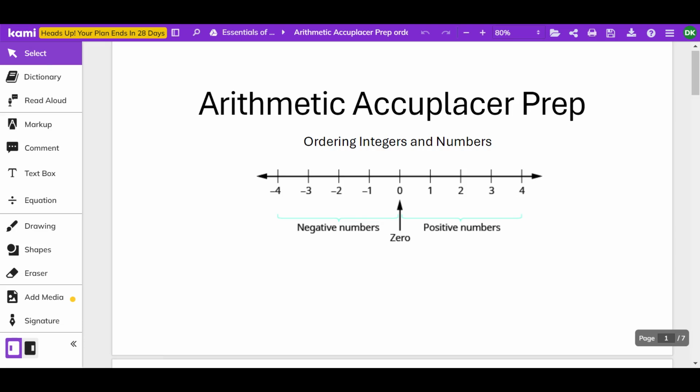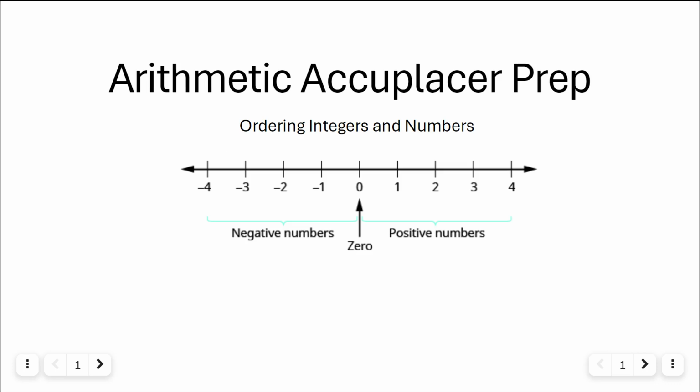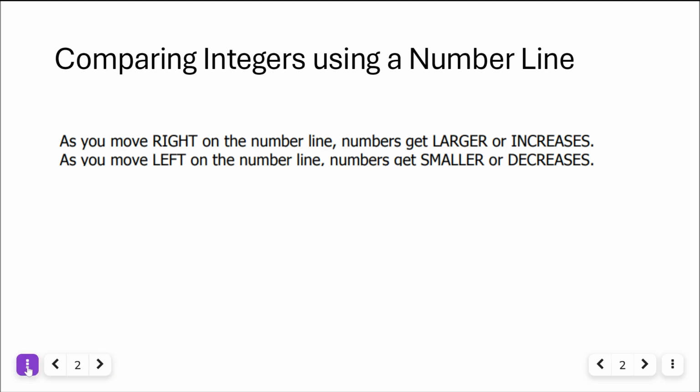Today we're going to be talking about ordering integers and ordering numbers either on a number line or just putting them in order from largest to smallest or from smallest to largest. Okay, so let's get started. This is something that you've done many times before.